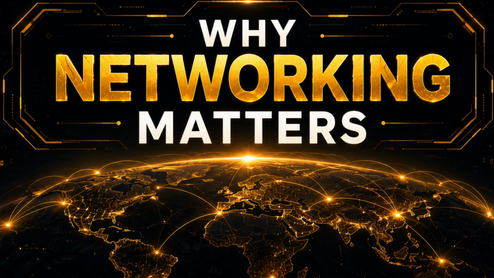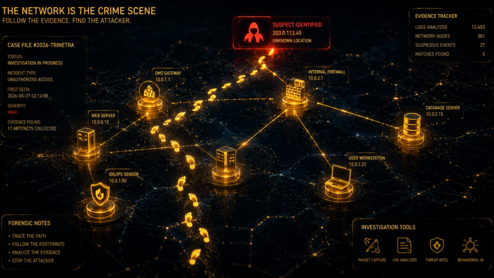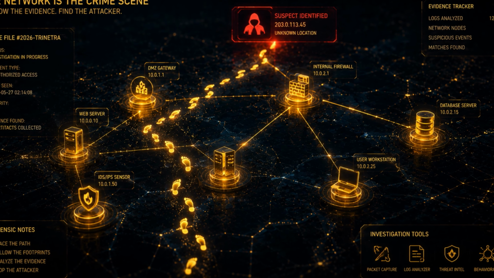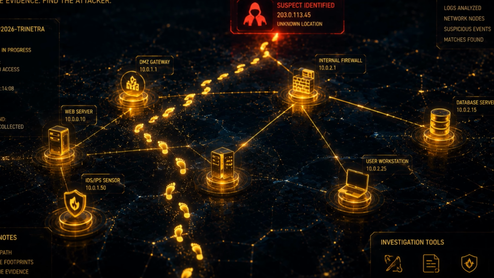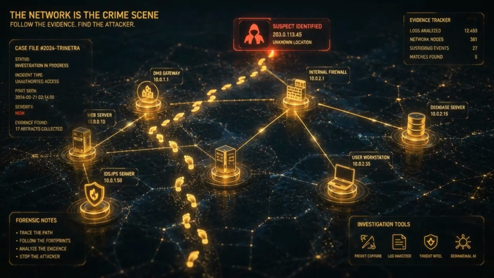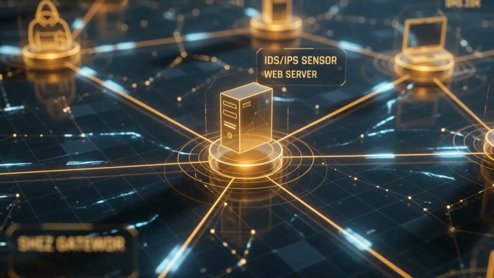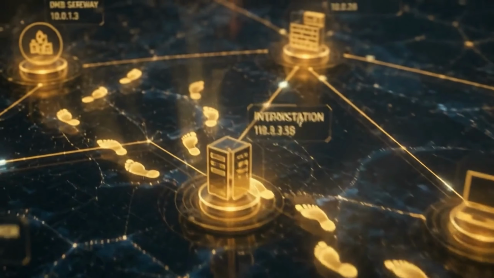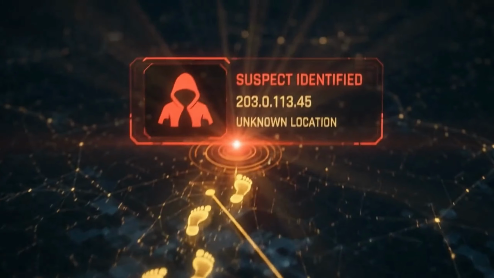Why networking matters? Let's start with a question every beginner skips. Why does a security analyst need to understand networking at all? Here is the honest answer. Every single thing an attacker does has to travel. A phishing link, stolen passwords, malware calling home, data being stolen. None of it teleports. It moves across a network as traffic, leaving tracks. The network is the crime scene, and a SOC analyst who doesn't understand networking is a detective who can't read footprints.